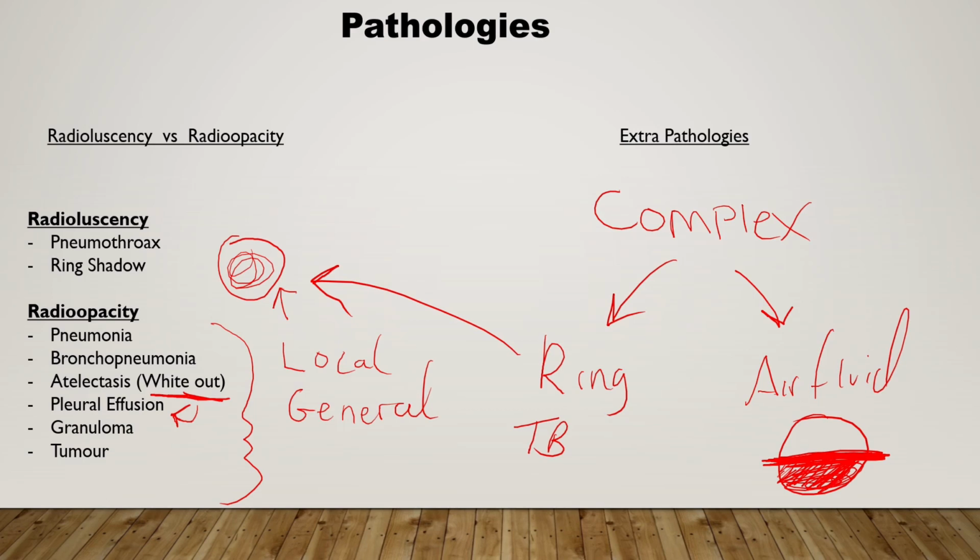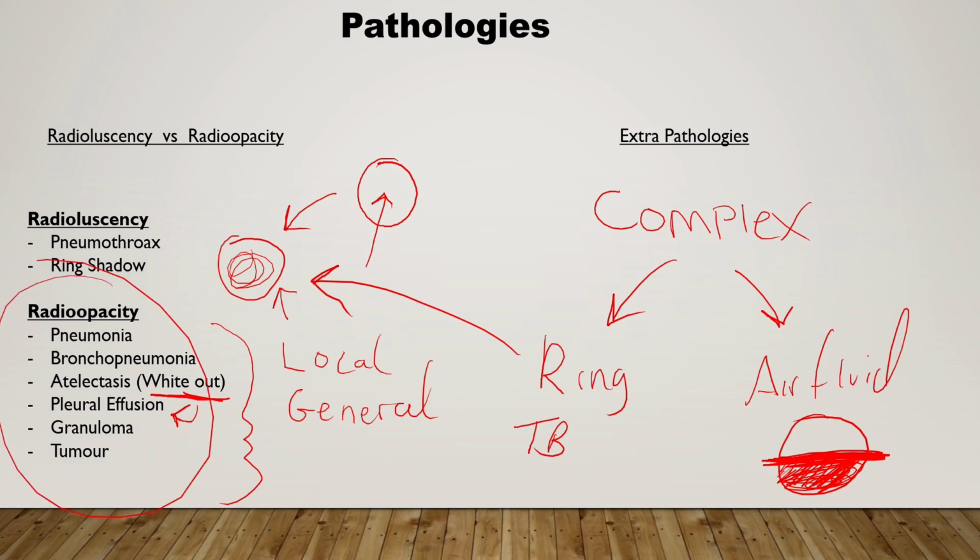Next, pathologies. Pathologies can be lucent or opaque. Lucent just means radiolucent, being not opaque, see-through. Opaque, you can't see through it. Lucency can be pneumothorax or a ring shadow. Ring shadow is things like cysts, things like evacuated cysts, TB which has been evacuated, things like that. Basically, the only lucent part of this lesion is the periphery. The actual contents within, that's the lucent part.